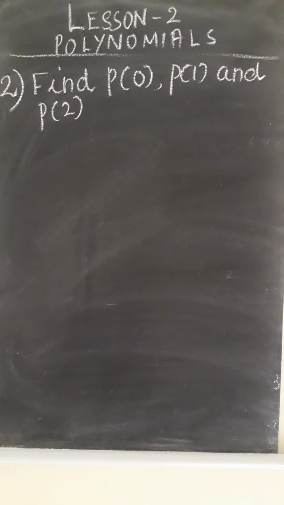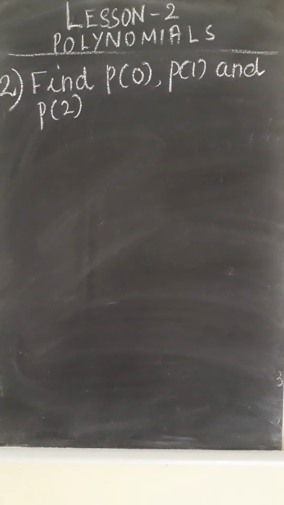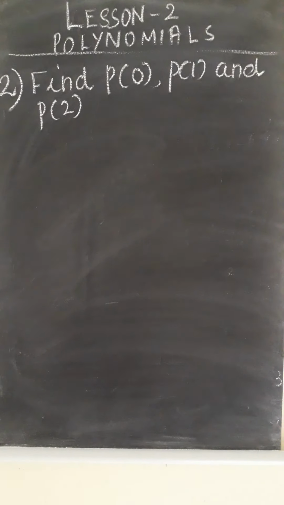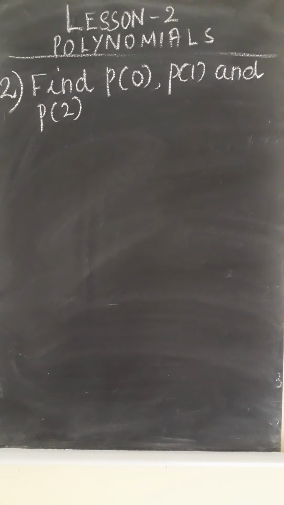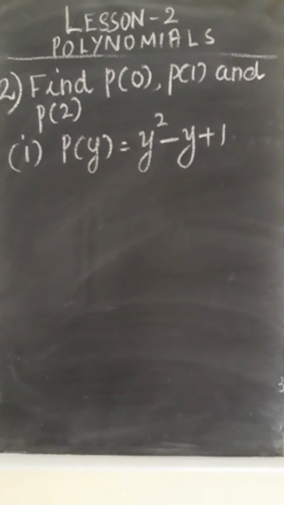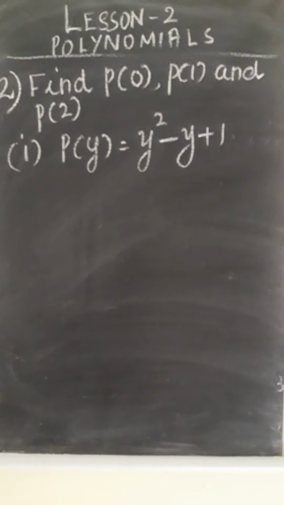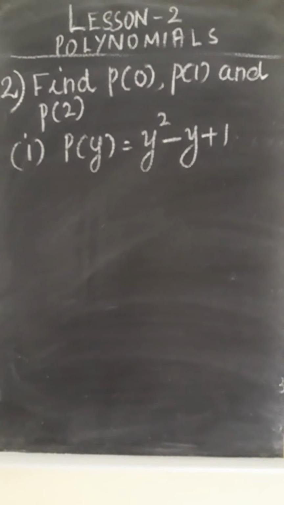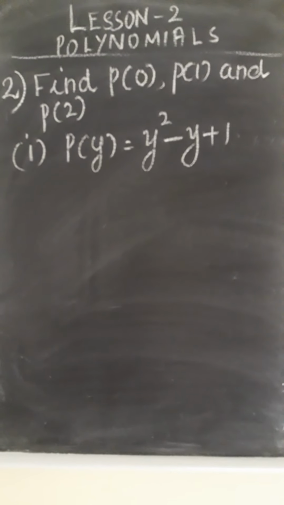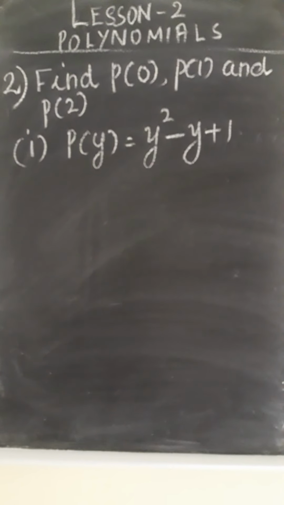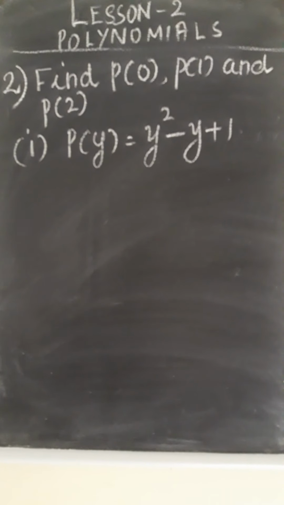Next question. Find p of 0, p of 1 and p of 2 for each of the following polynomials. 4 questions are there. The first question, p of y is equal to y square minus y plus 1. First you should find out p of 0. All the y you replace with 0. Next you should find out p of 1. Here the variable is y and you should replace all the y with 1. And similarly p of 2.